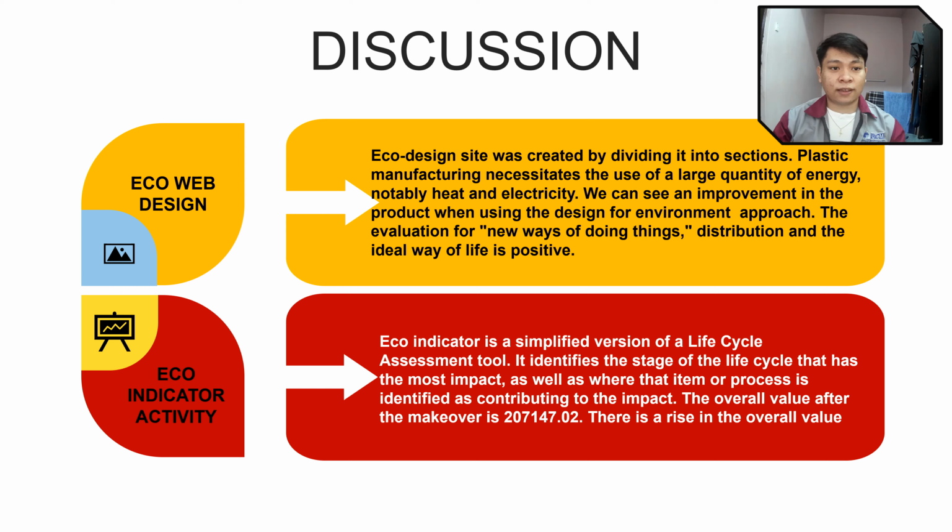So the next one, and last but not least, is the eco indicator activity. The eco indicator activity is a simplified version of a life cycle assessment tool. It identifies the stage of the life cycle that has an impact, as well as where the item in the process is identified as contributing to the impact. The overall value after the makeover is 207,147.02. There is a rise in the overall value. That's all for me. Thank you.